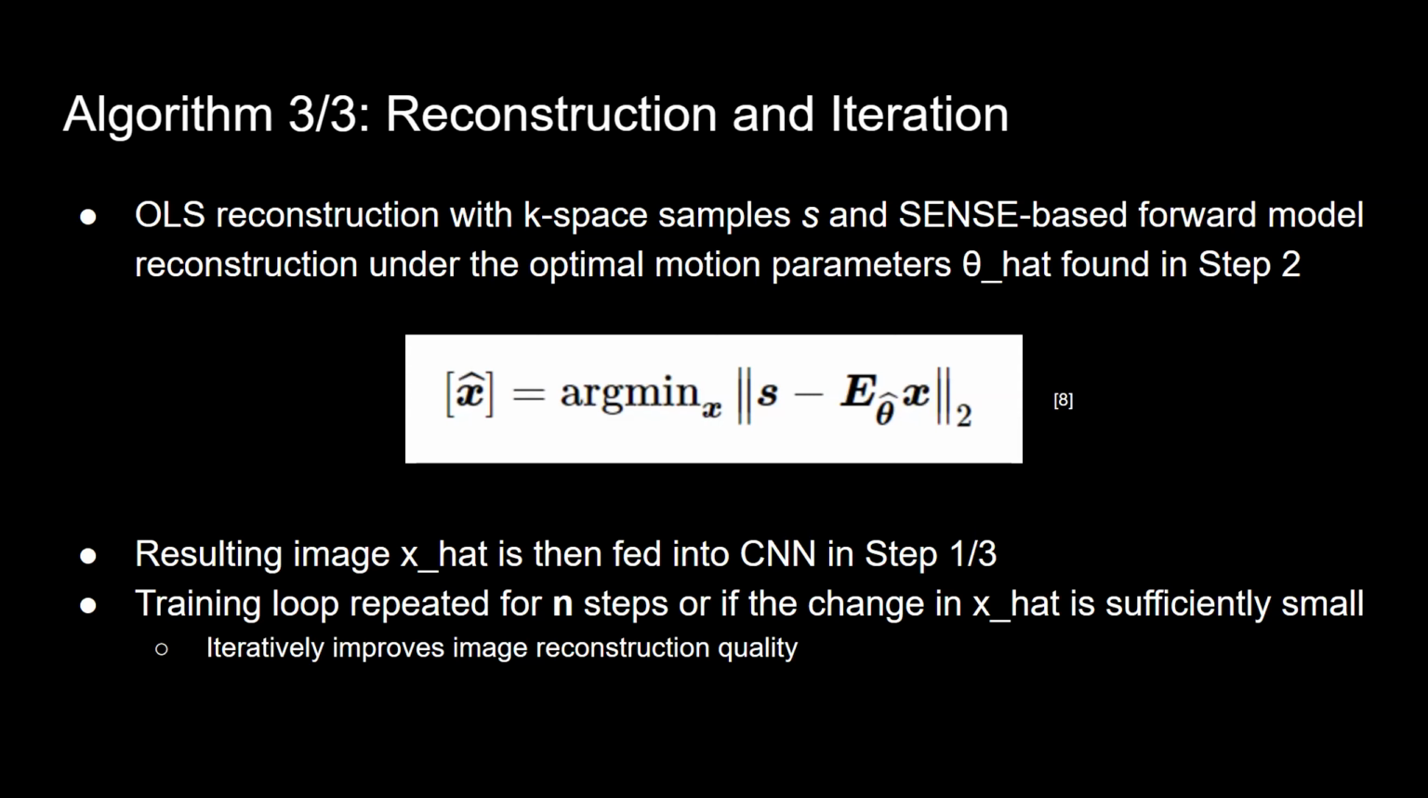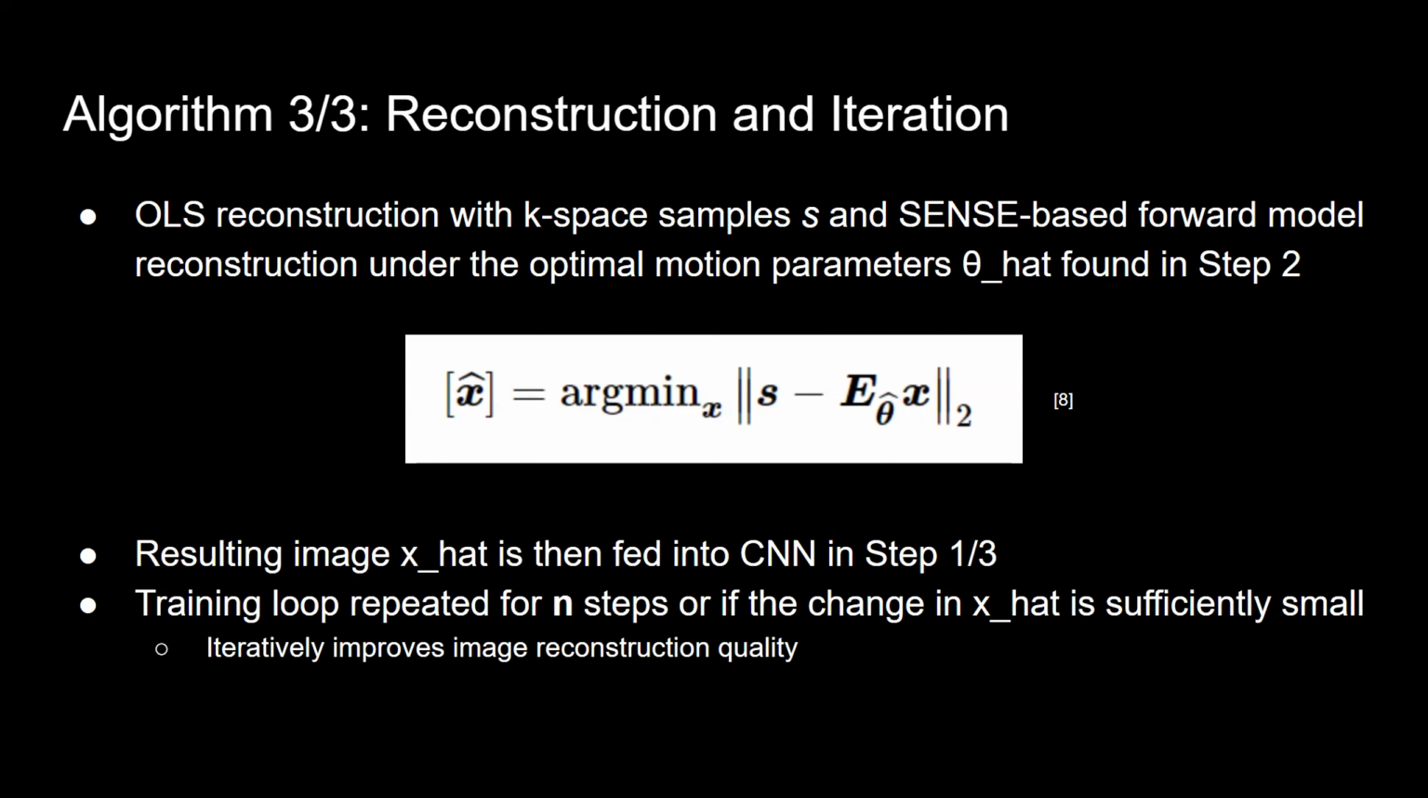Okay. So then we take these new parameters and we perform a simple least squares estimate to find the image that best matches what the model would predict and how that matches with the k-space data. We get this resulting image that is supposed to have no more artifacts. We feed it back into the CNN and we keep looping until we get something that doesn't have artifacts.